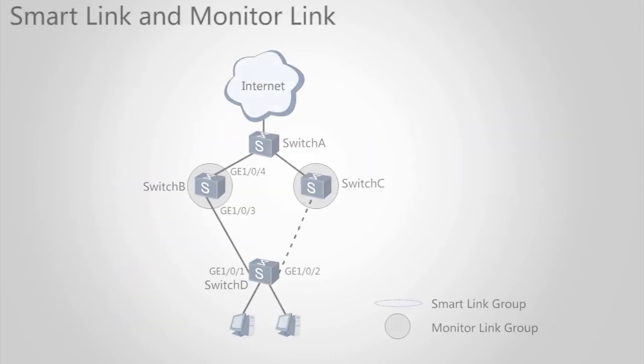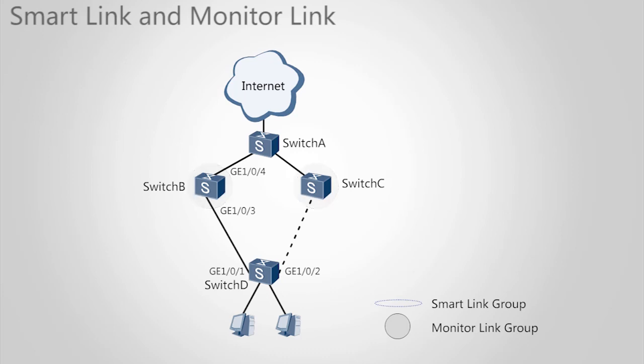Smart link and monitor link. Dual uplink networking is widely used, but loops often occur on these networks. The smart link function can solve this problem. A smart link group has two interfaces, a master interface and a slave interface. The smart link function provides reliable link backup and fast link switchover. Smart link also supports a multiple instance function.